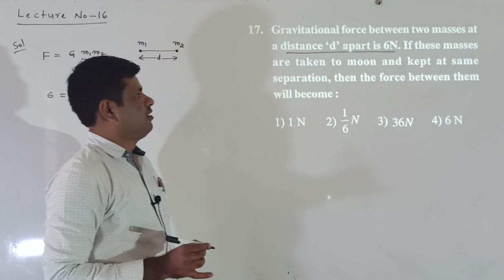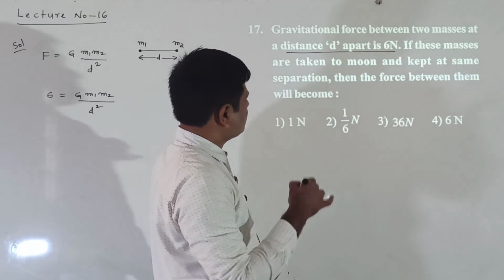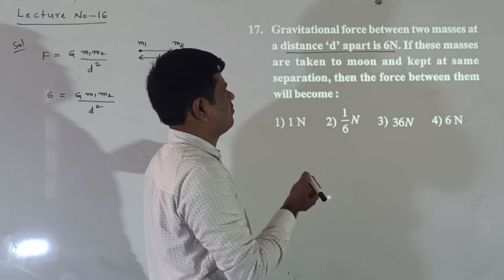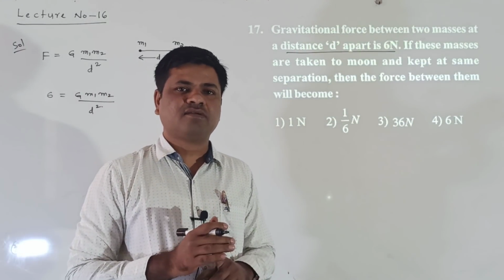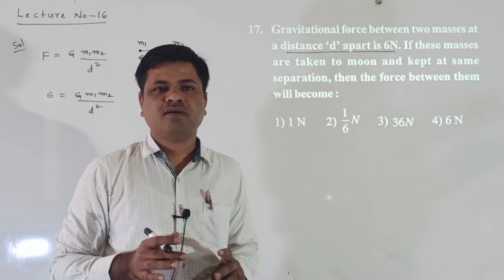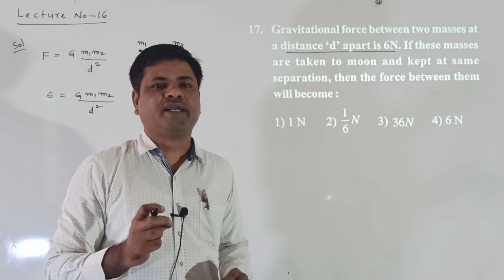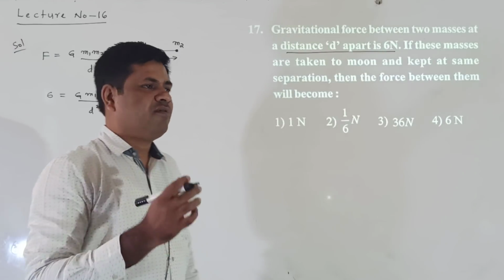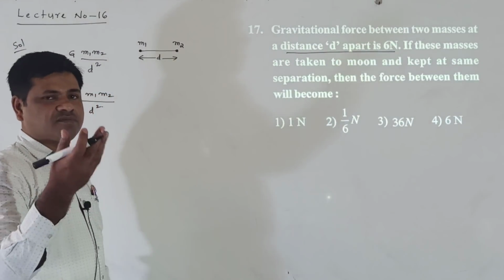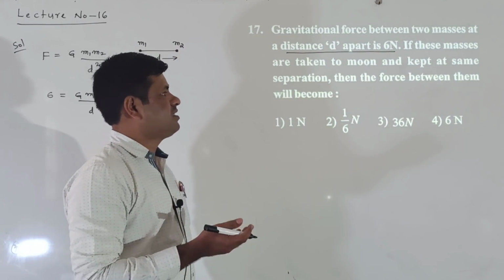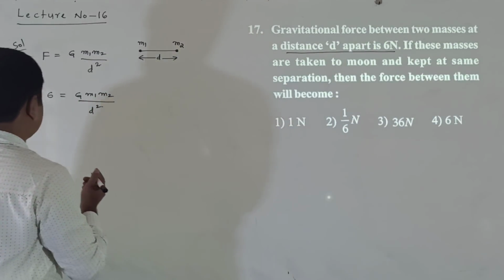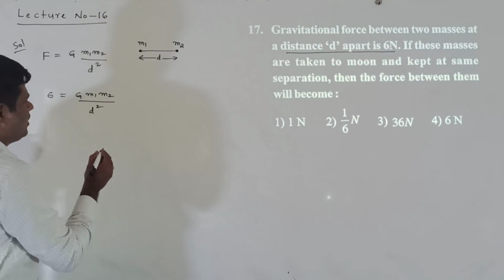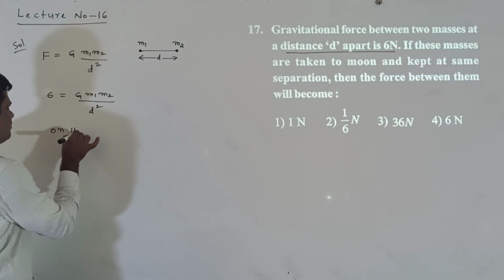Clear? Right. If these masses are taken to the moon, the mass content cannot be changed. Mass cannot change. Mass content means our matter content cannot change. When matter content cannot change, the masses also cannot change. Masses also do not change here on the moon. Here on the moon, what happens?